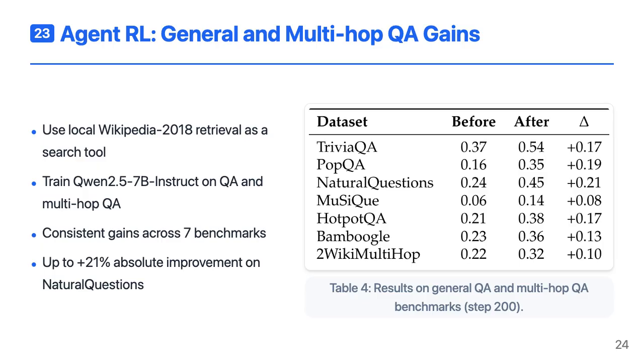The gains range from 8 to 21 percentage points, with Natural Questions seeing the largest jump. This shows that the same RL infrastructure can boost both reasoning-heavy math tasks and search-heavy QA tasks.